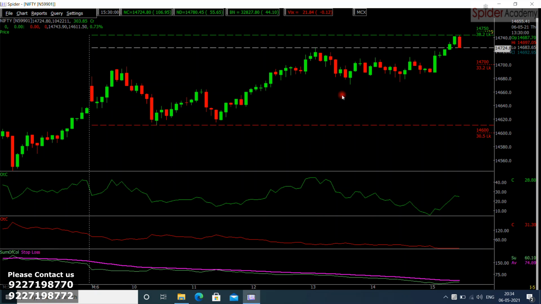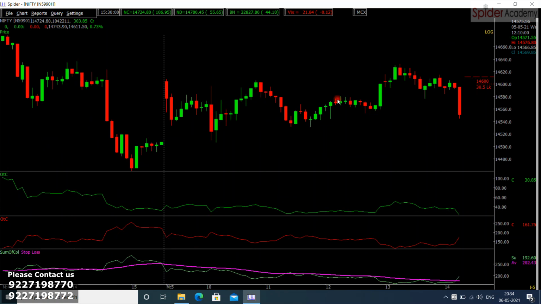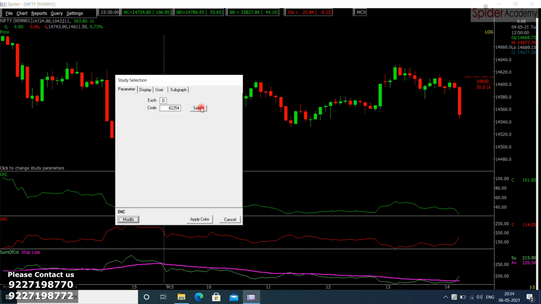I showed the example of 6th May. Now, one day before, on 5th May, let's see what happened. On 5th May, Nifty opened around 14,604 and the first 5 minute candle closed around 14,576. So our strike price should be 14,600 call and 14,600 put. First we decide the strike price. After we decide the strike price, we change the strike price in the chart menu. I click on OTC, then again click on the select button.